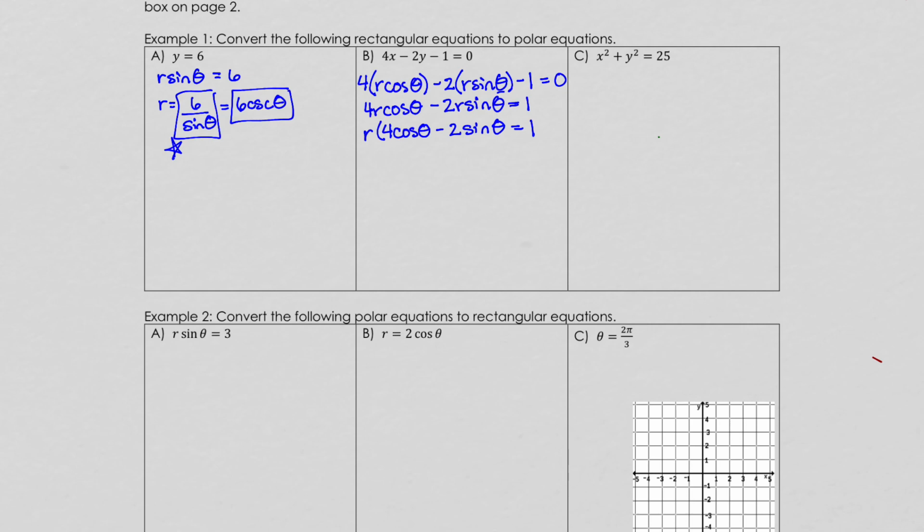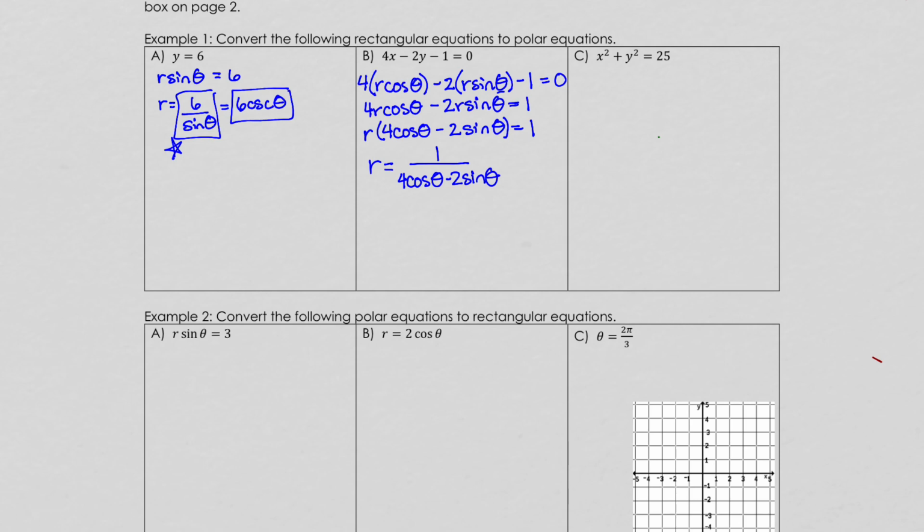Rectangular equations, we usually see them as y equals, or they just have an x and a y, no powers and stuff like that. But polar equations are r equals. So we're always solving for r. So to get r by itself, it is multiplying 4 cosine theta minus 2 sine theta. So if it's multiplying it, to move it to the other side, I must divide by it. So r equals 1 over 4 cosine theta minus 2 sine theta. It was dividing by all of it.